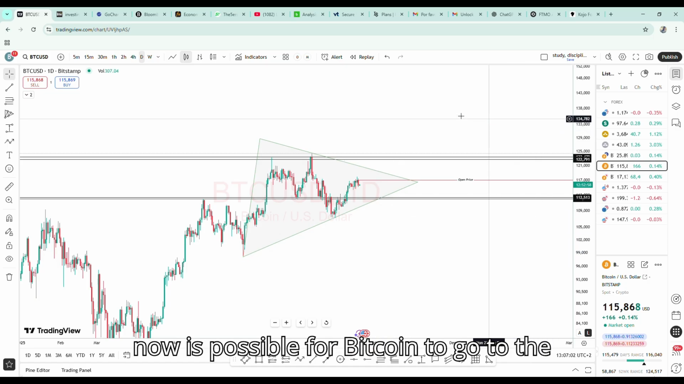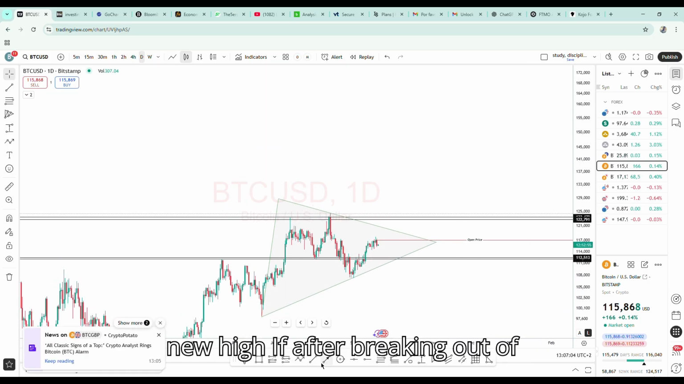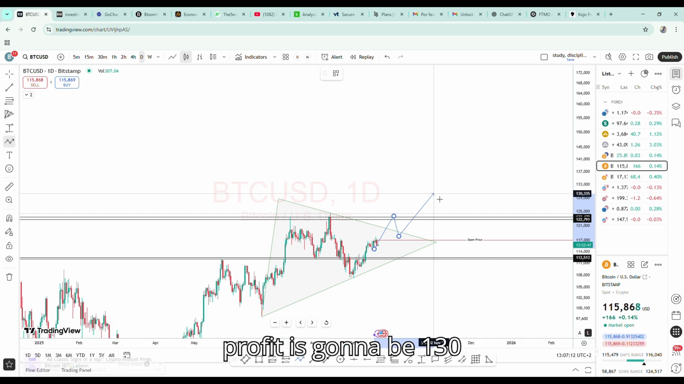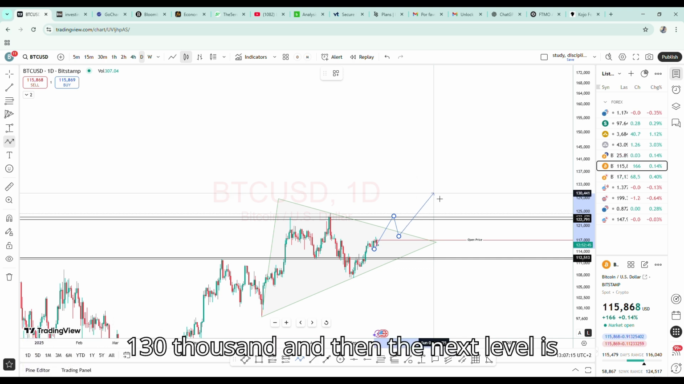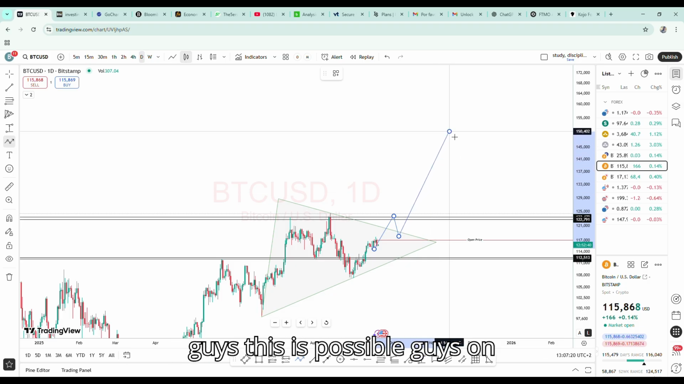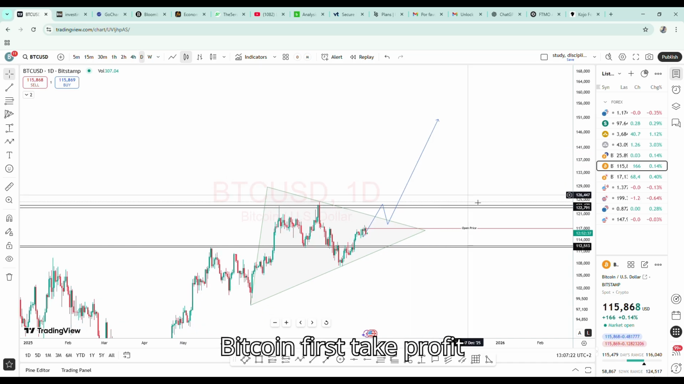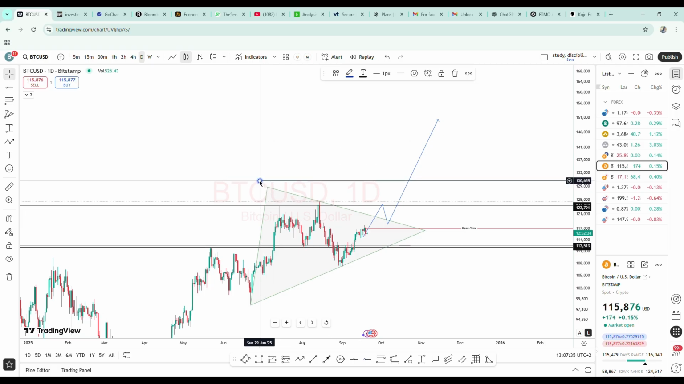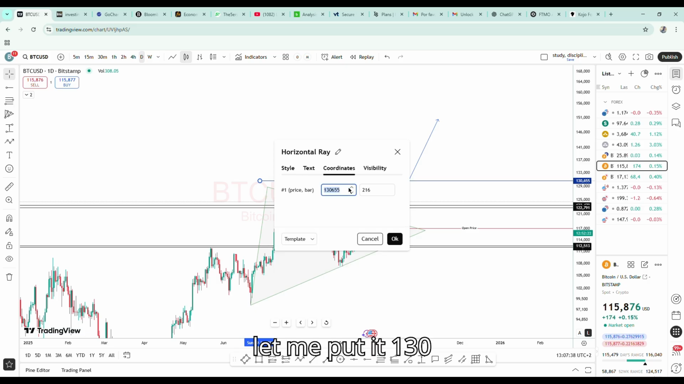So Bitcoin right now, it is possible for Bitcoin to go to a new high. After breaking out of this zone, we should have a retest, and then we should be expecting the first take profit to be 130,000, and then the next level is going to be 150,000. This is possible, guys. First profit level, it can be 130 area. Let me put it 130.